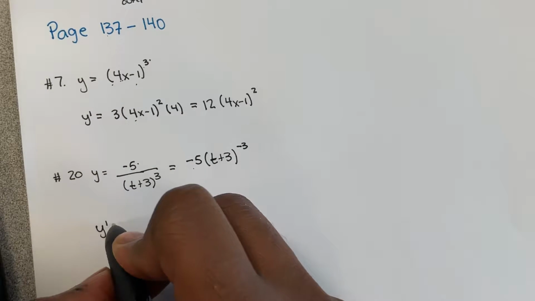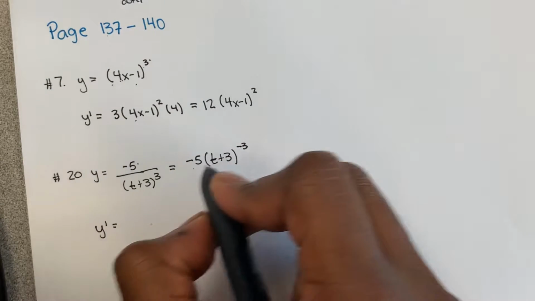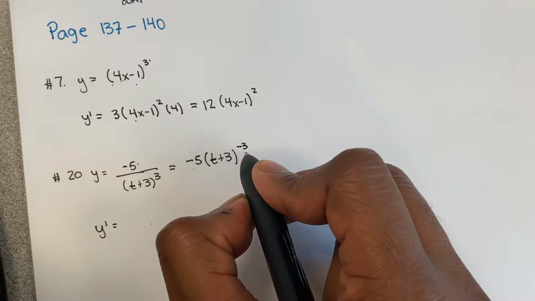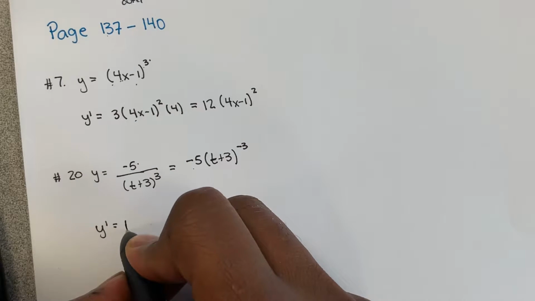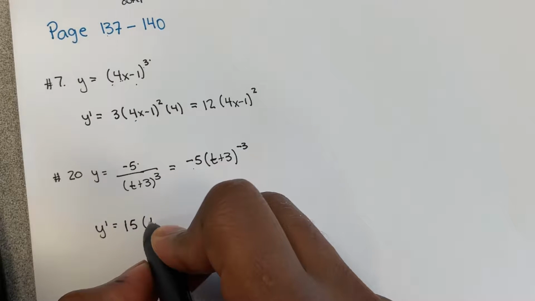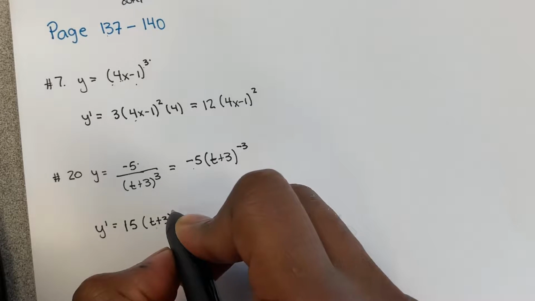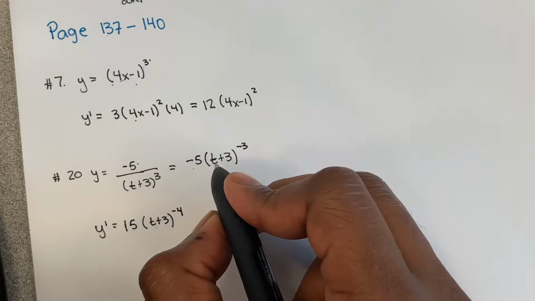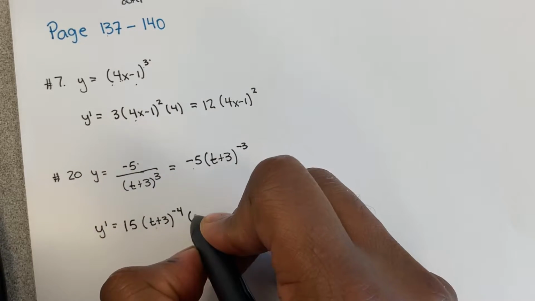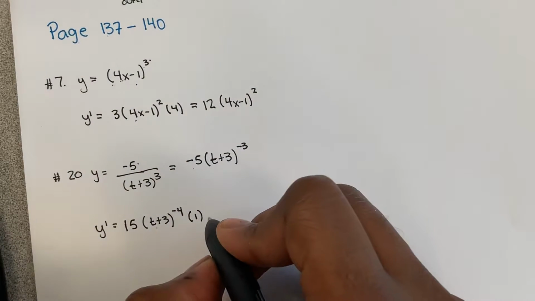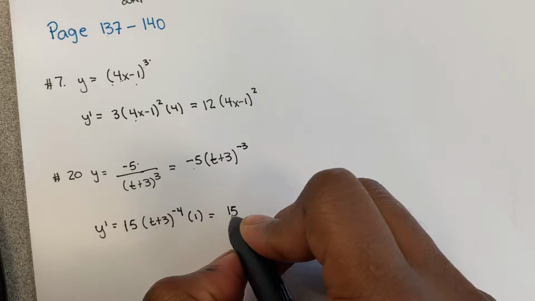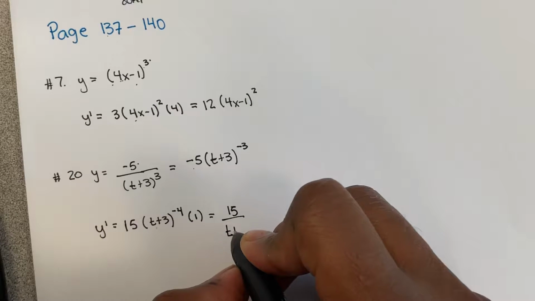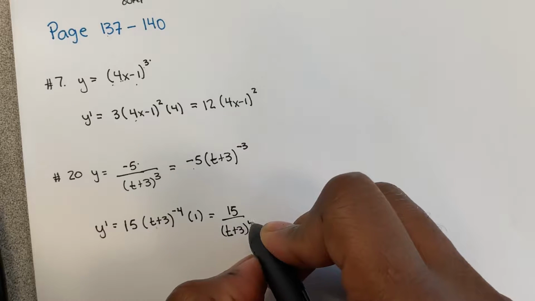And this derivative is -3 times the derivative of anything to the -3rd power. We multiply to the front, so we get positive 15 times t plus 3 to the -4. And then technically we multiply by the derivative of t plus 3, which is 1. And so this simplifies to just be 15 over t plus 3 to the 4th power.